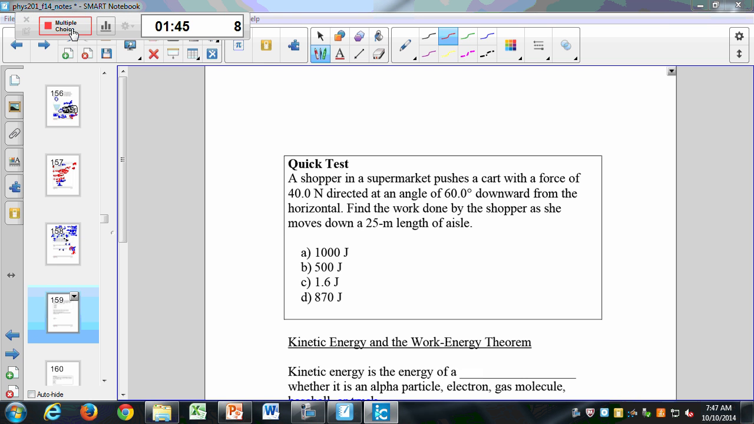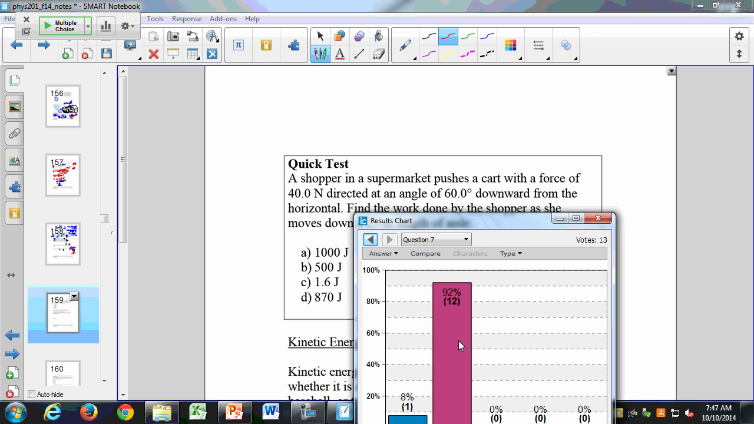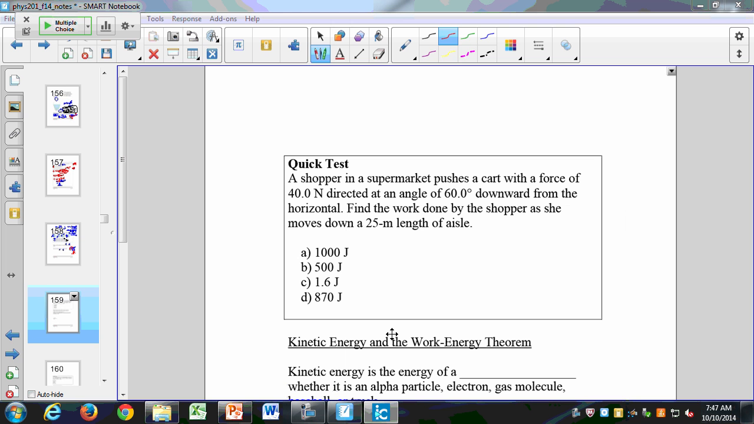All right, let's do about 10 more seconds. Stop at 155, 155. Very good. B is the right answer.